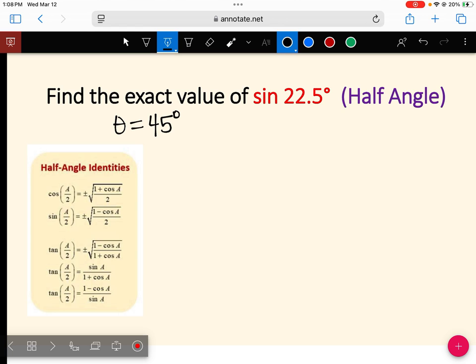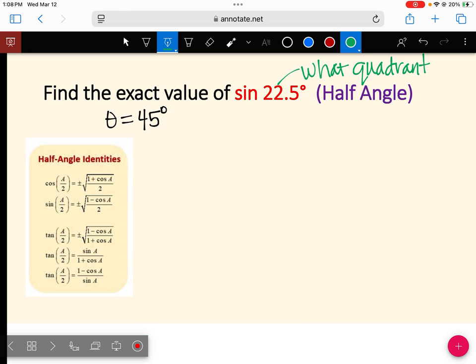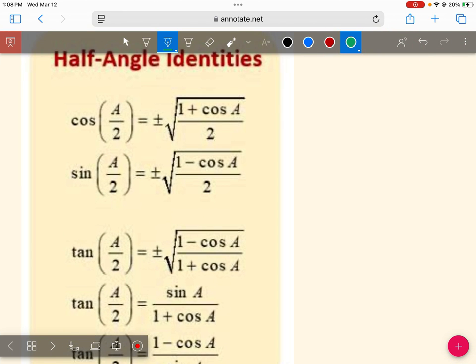Okay, the second thing that we need to figure out is what quadrant would 22.5 degrees fall in? Show me with your fingers, what quadrant do you think that will fall in? Quadrant 1. And then quadrant 1 is sign positive or negative? Positive. So that's really, really important, because this is the identity.